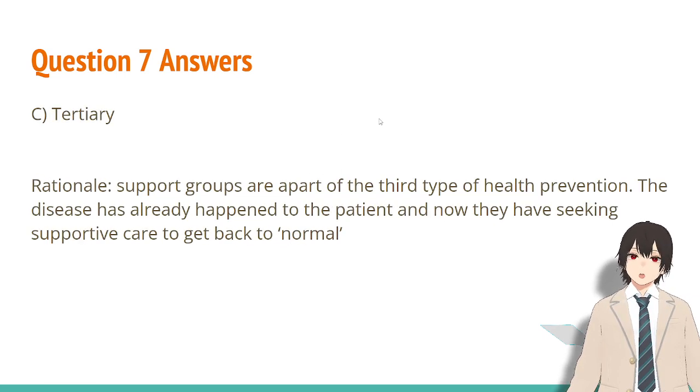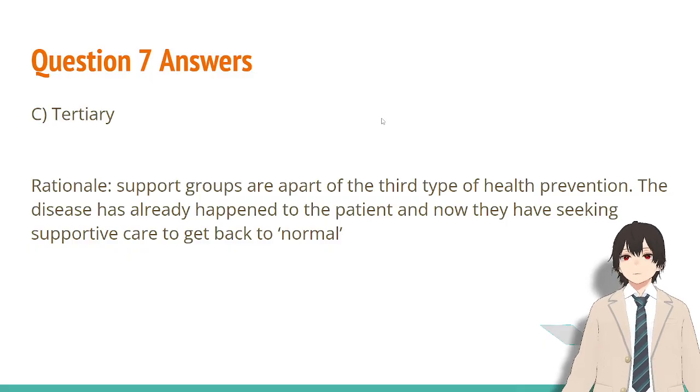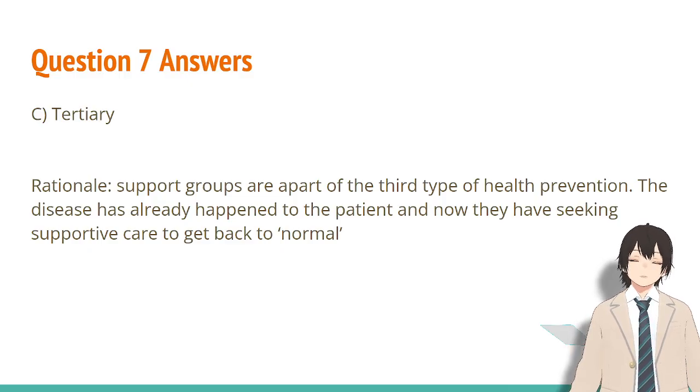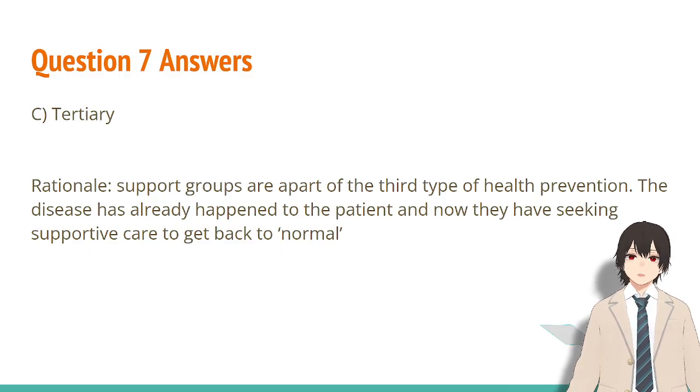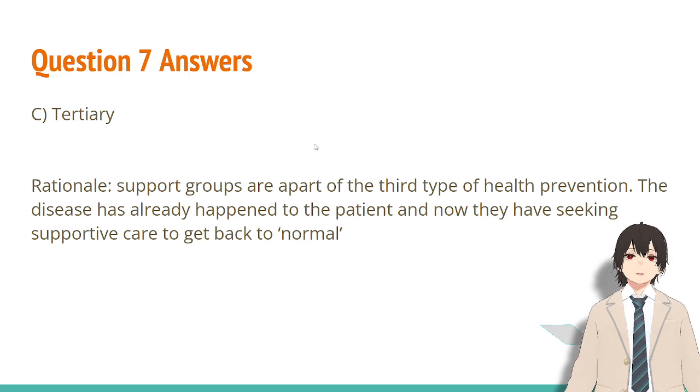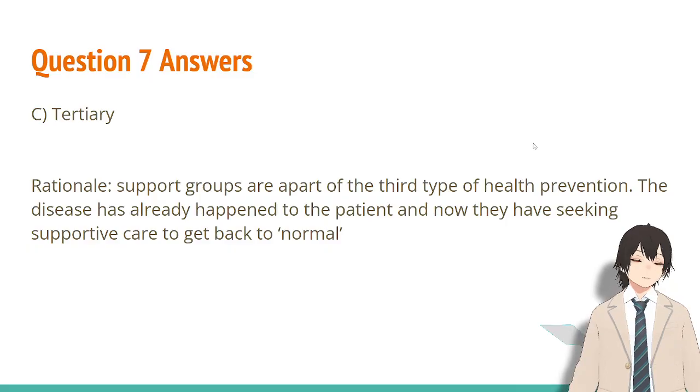Tertiary. So the rationale is support groups are a part of the third type of health prevention because the disease has already happened to the patient and we're just trying to get them rehabilitated back to normal. So the reason why I don't really like this question is because it's not exactly clear. Like, for example, if I said a patient had a stroke and we sent them to PT, what type of prevention is that? I think that's more obvious that I'm trying to clue you in that this is like a rehab type thing, right? But for the purpose of this video, let's just go with whatever the person wrote for this.